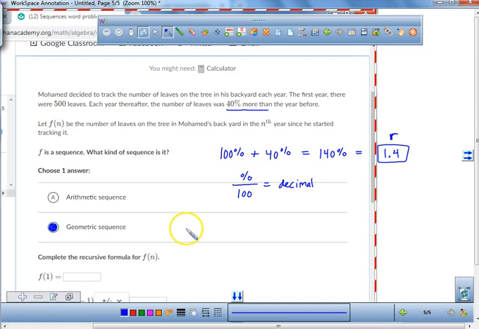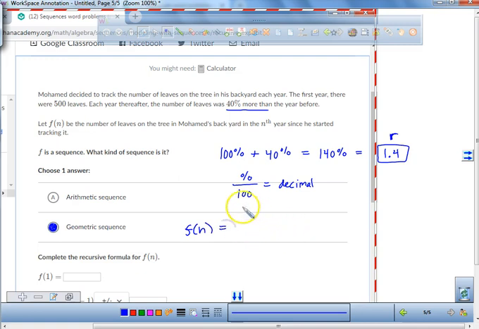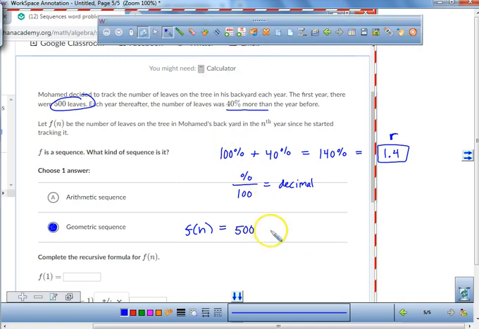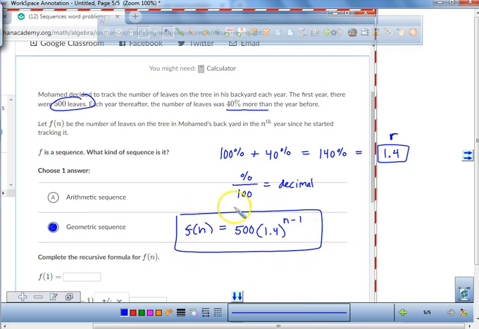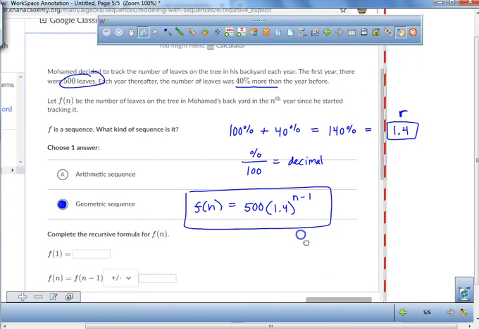All right, and our formula is going to be, if I said what is our formula, I'll put f of n equals our initial value. So the first year he started out with 500 leaves. We're going to multiply this. So I'm going to put, instead of a dot, I'm just going to put parentheses. Put 1.4 to the power of n minus 1. So that's going to be, if I wanted to write an explicit formula, that would be the formula that goes with this given situation.